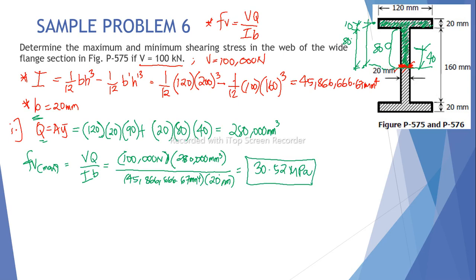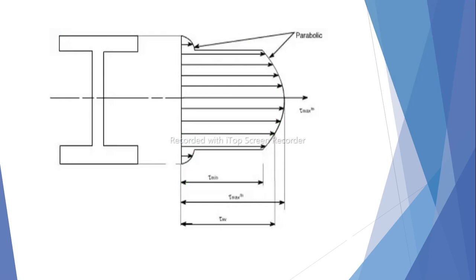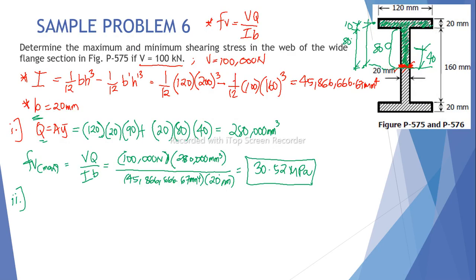For the minimum shearing stress, where does it happen? Minimum shearing stress happens at the junction. For Q, we take the area just on top, above the web. What changes is Q. Q is again equal to A times Y bar, the same formula. The area is the flange on top of the web, 120 millimeters times its thickness of 20 millimeters times its Y bar, which is 90. So this is equal to 216,000.